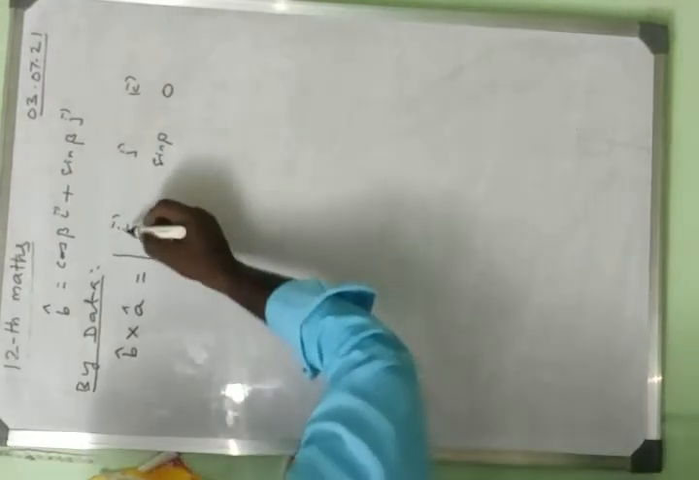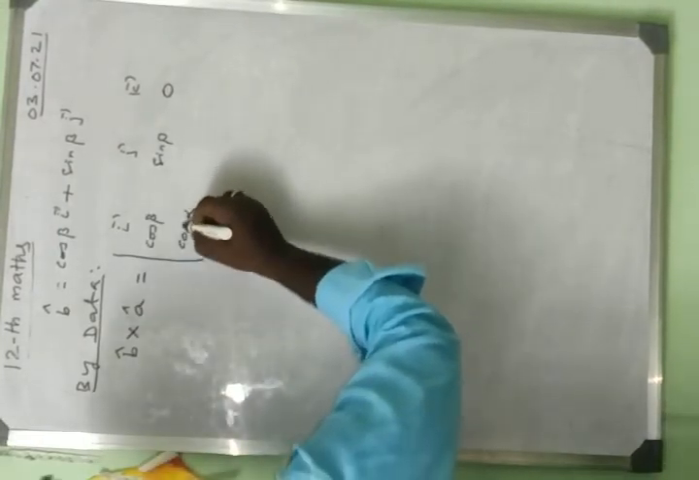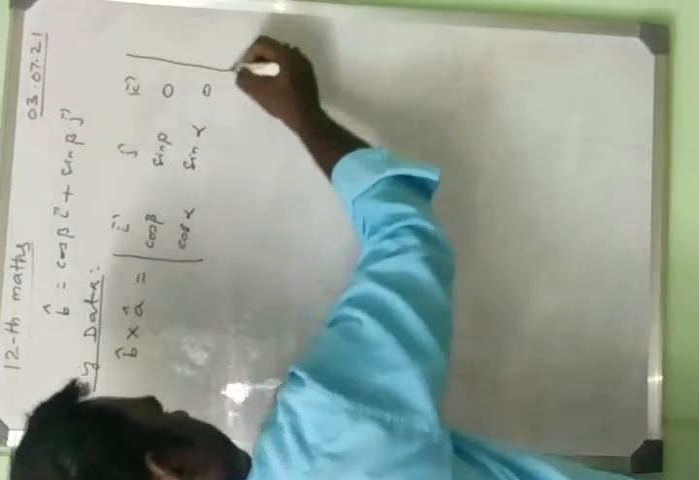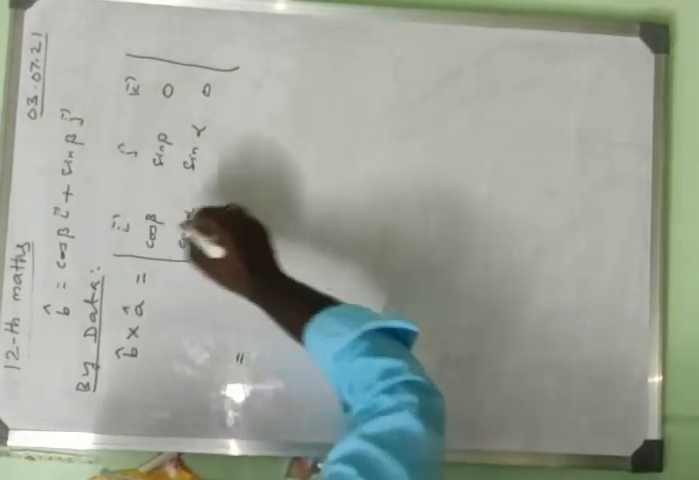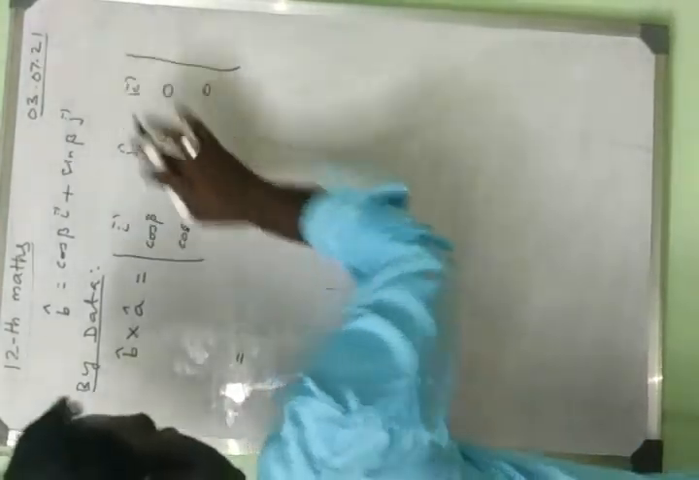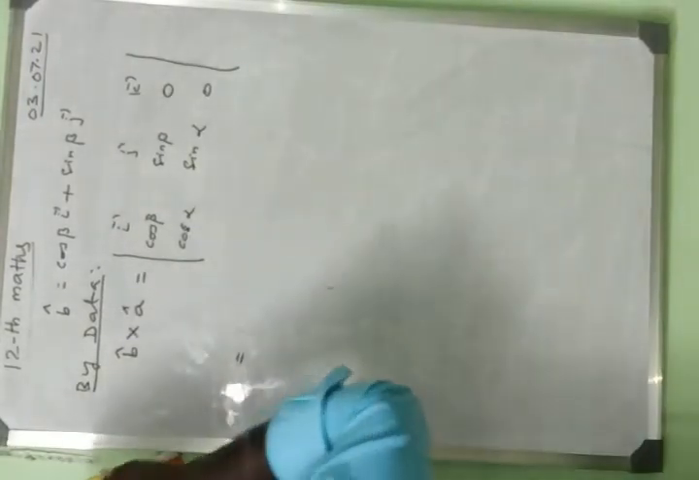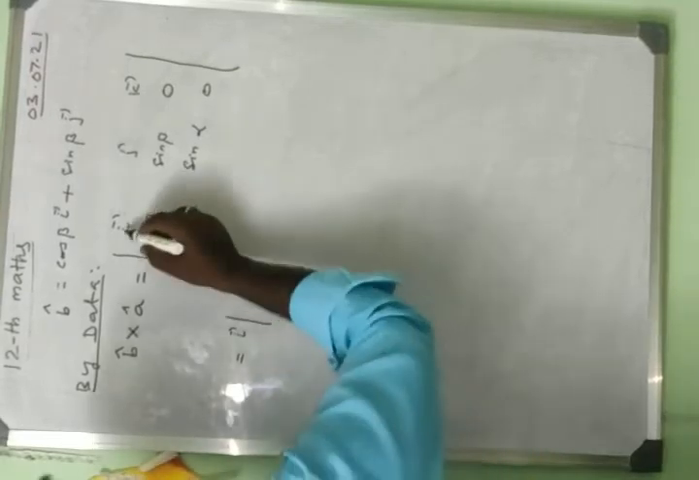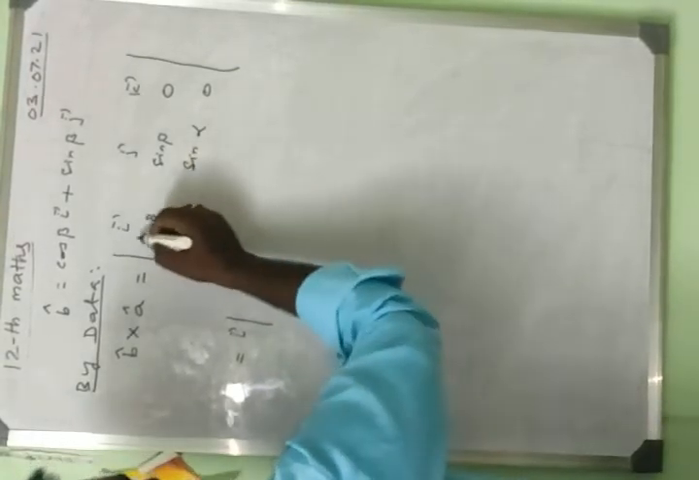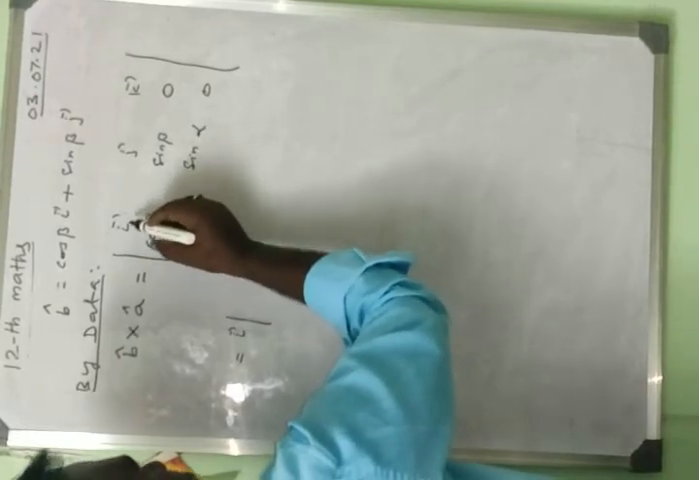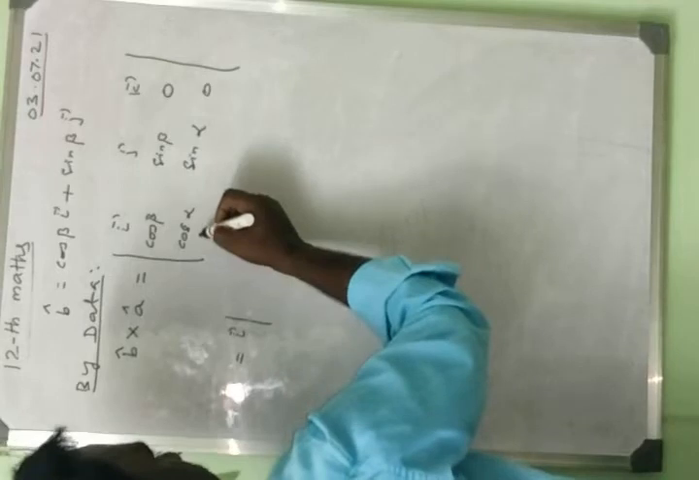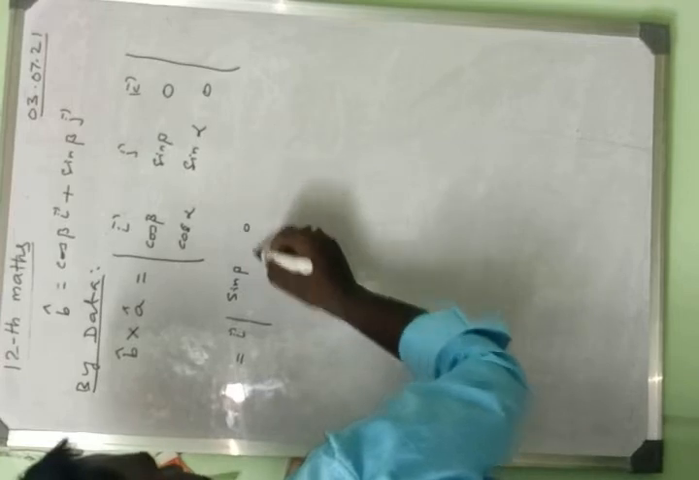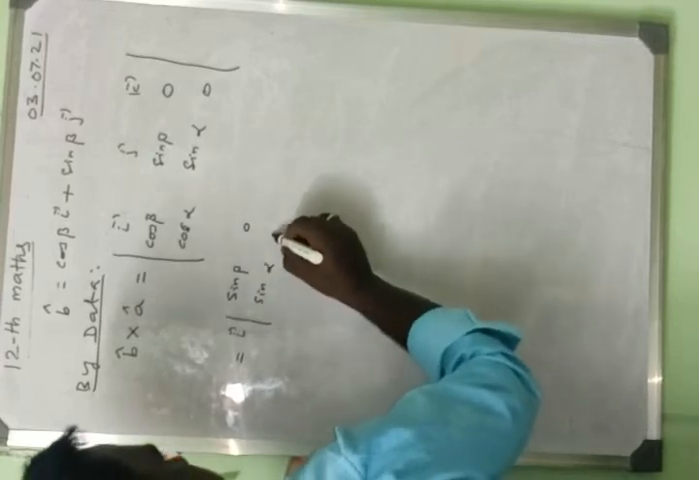Next we take cap A: the i coefficient is cos alpha, the j coefficient is sin alpha, k has nothing, so we put 0. Now you can simplify this one. We expand along R1. R1 means first we put vector i into the determinant of the minor matrix of i. For the minor matrix, we cancel the first row and first column. What is remaining here? Sin beta 0, sin alpha 0, like this.